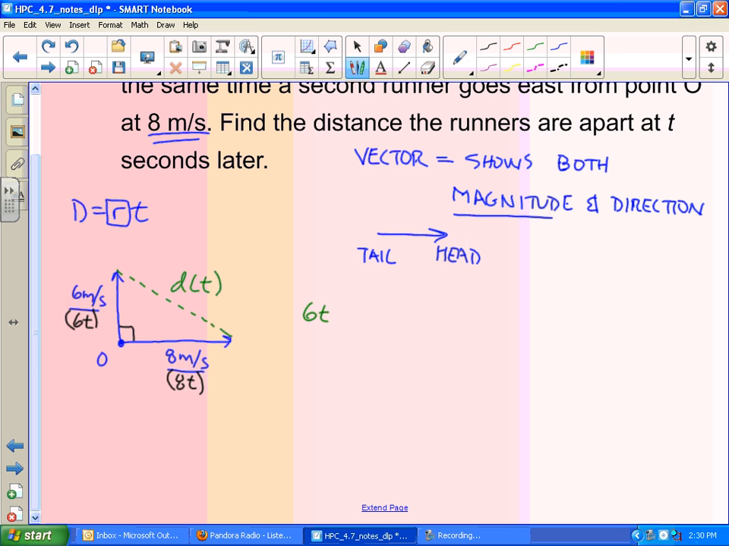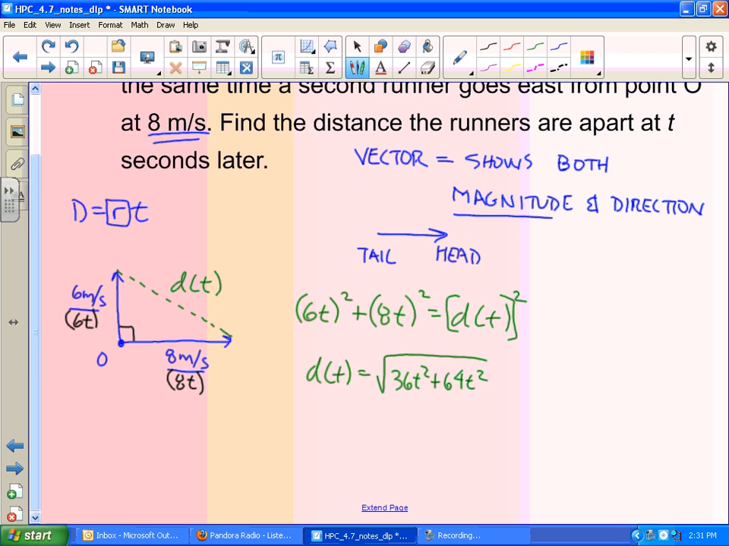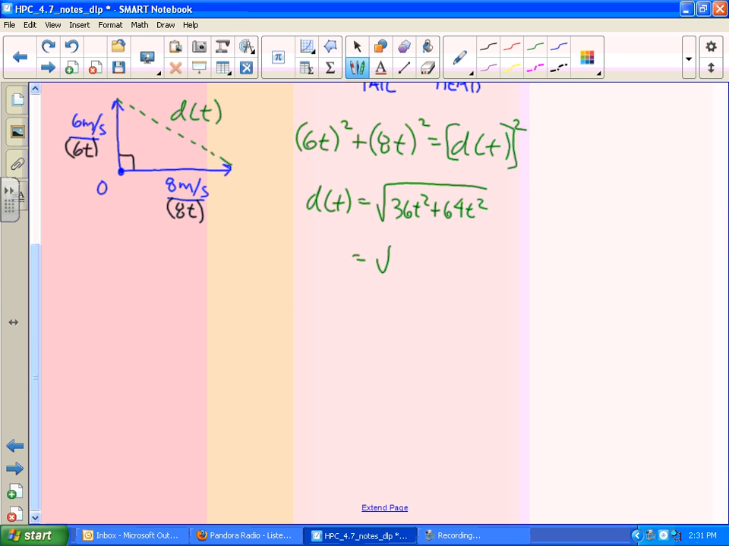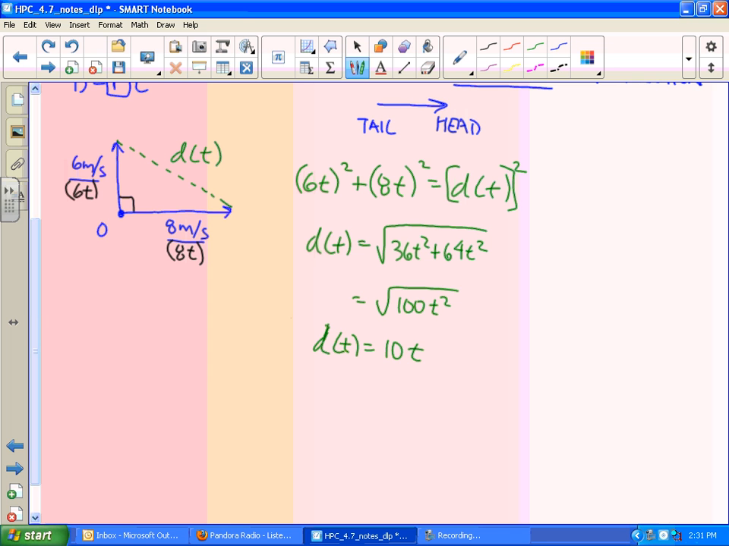We would say that (6T) squared plus (8T) squared is equal to D of T squared. But we take the square root of all this. Let's look for D of T. So D of T would equal the square root of 36T squared plus 64T squared, which simplifies to 100T squared. And now because that's a product, I can take the square root of these factors and get 100, the root of which is 10, and T, which is the square root of T squared, and get that D of T is equal to 10T. There it is. There's how far apart they are after T seconds. And again, we don't know what the units are, so we're just going to write D of T.